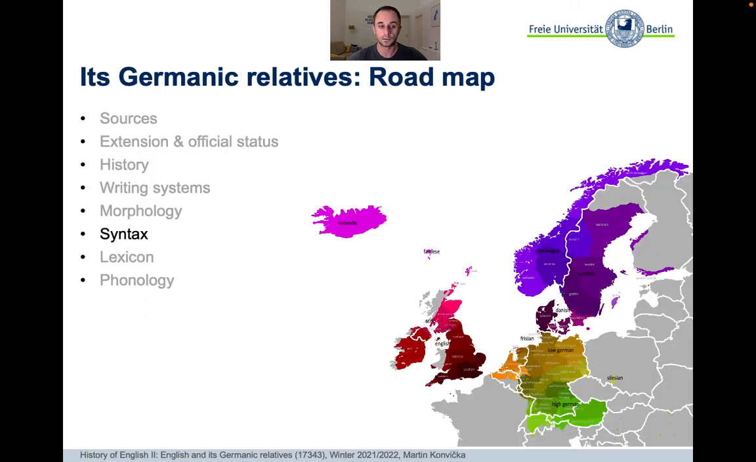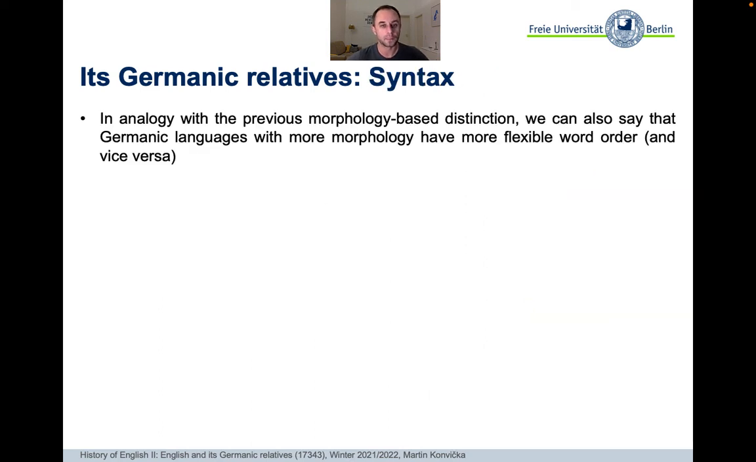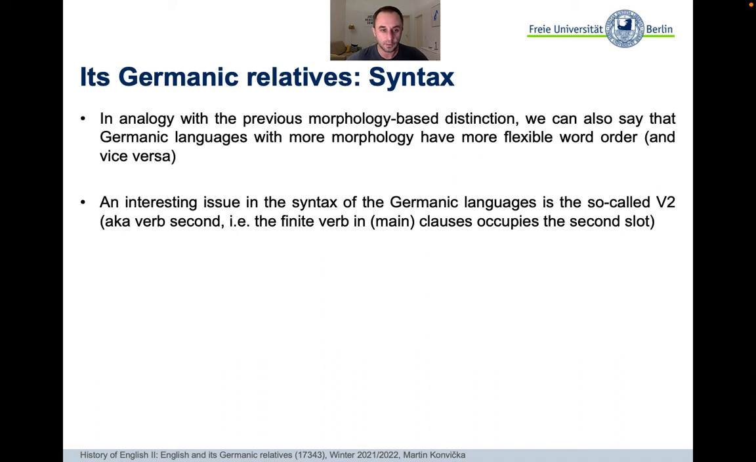Okay, so that was it about morphology, and now let's have a look at syntax. So I already hinted at this, but if we distinguish between more synthetic and more analytic Germanic languages, we can also see that this is reflected, at least to a certain degree, in the flexibility of syntax or of word order in these languages. And apart from that, there is an interesting phenomenon in the Germanic languages, not unique to the Germanic languages, but in Germanic languages it's quite interesting.